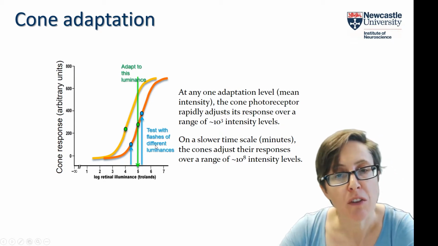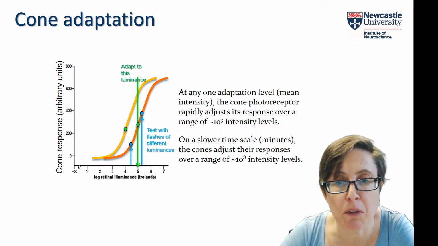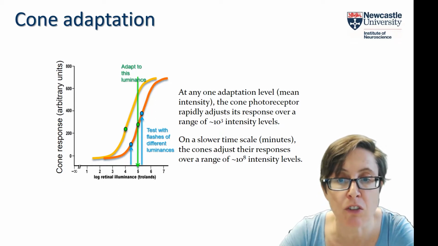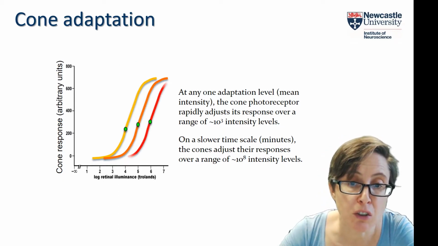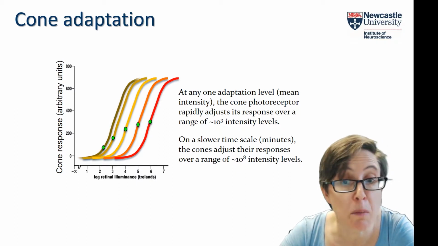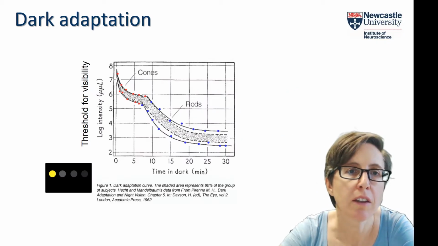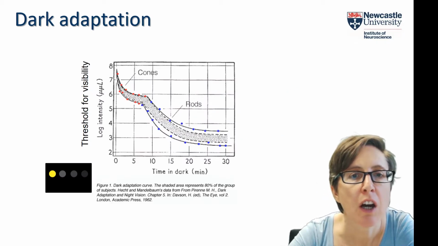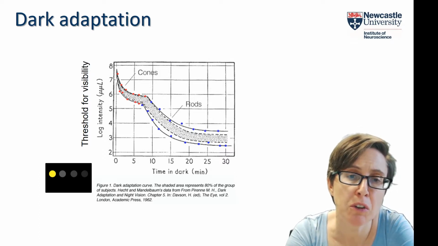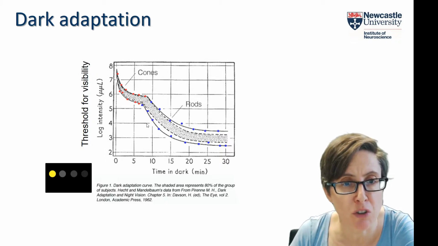And so this slower minute time scale adaptation enables the cones to achieve a much higher dynamic range, so that once you've taken this into account, they can adjust their responses over a range of about 10 to the power 8 intensity levels. This dark adaptation curve shows the change, the dynamic range, which is occurring over a time scale of minutes in cones and then more slowly in rods.